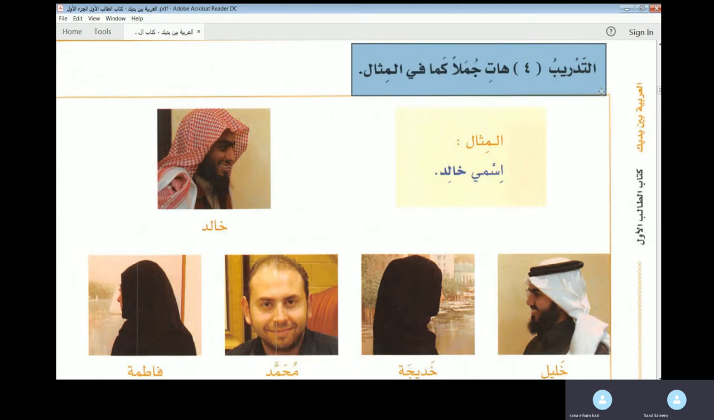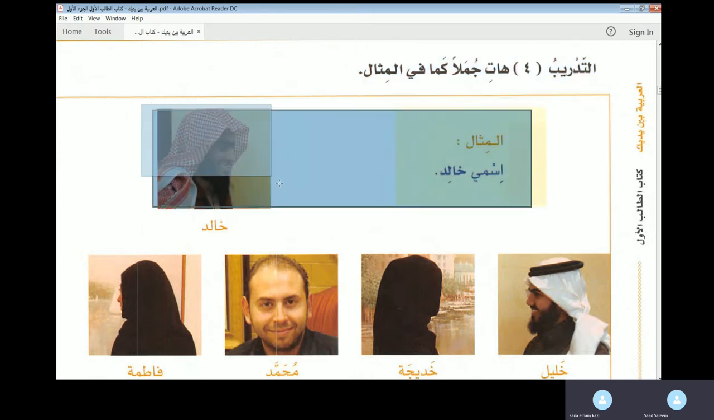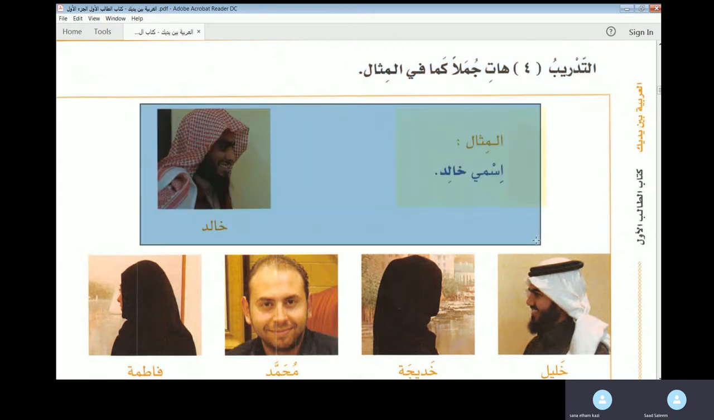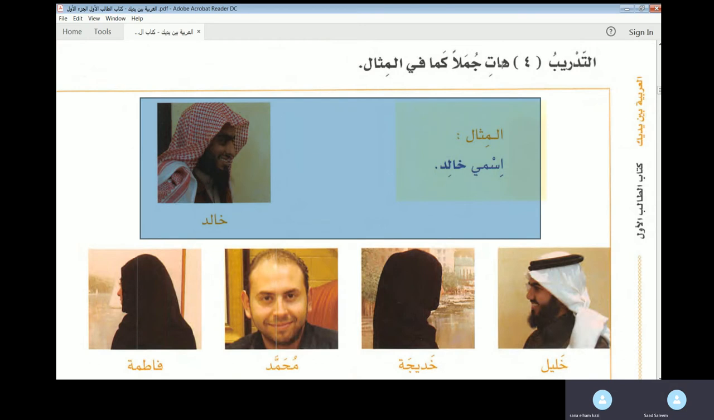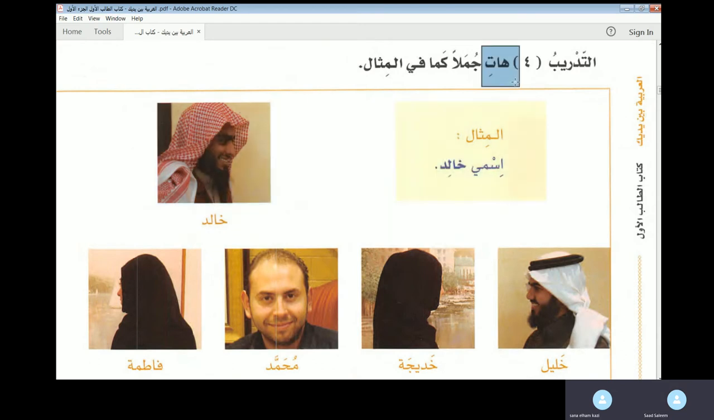At-tadribul rabia. Hati jumalan kama fil mithal. Fourth exercise. What is hati? Hati means bring. Bring a sentence like the one in the example.